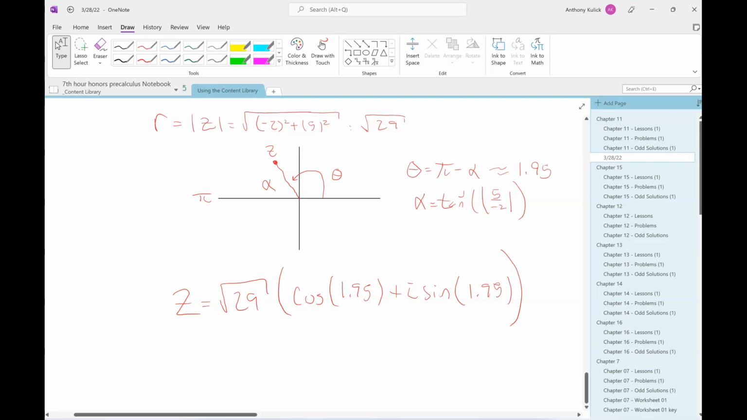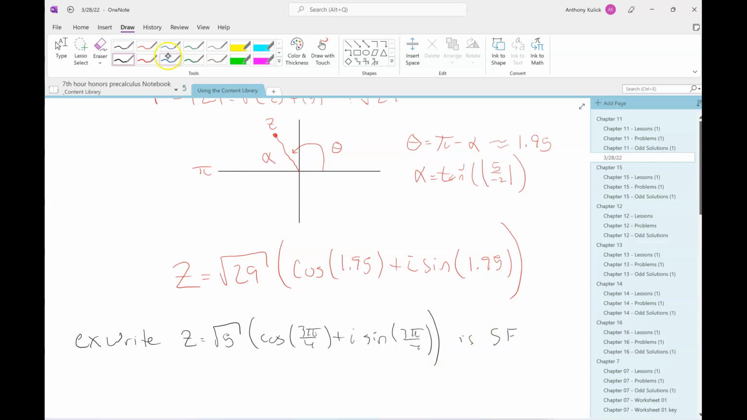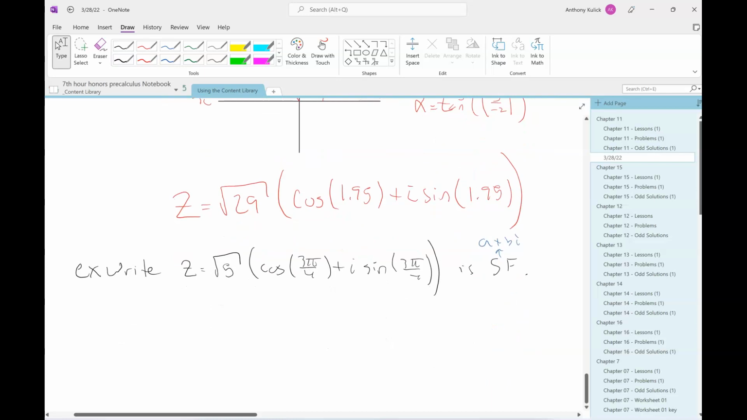All right. What if we want to go the other way? Let's say we want to write, I don't know, root 5 times cosine 3 pi over 4 plus i sine 3 pi over 4 in standard form, and again, when we say standard form, I just mean a plus bi. Well, we'll just start by distributing that root 5 through.